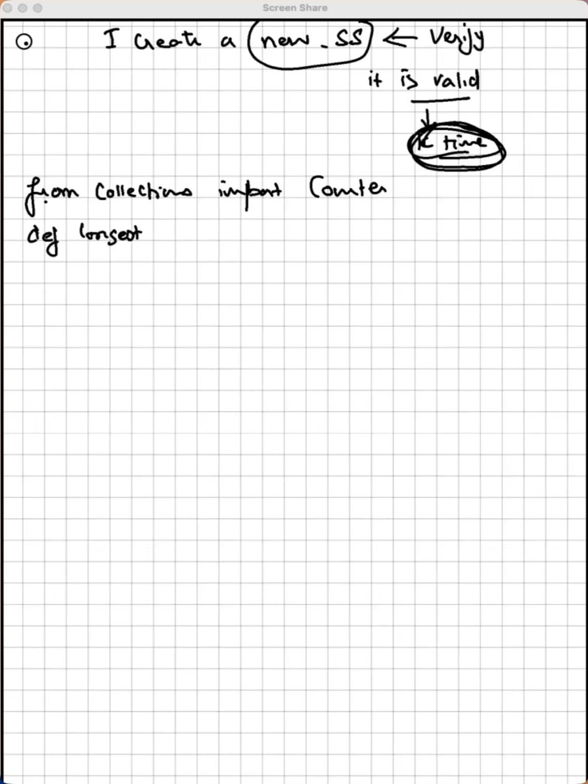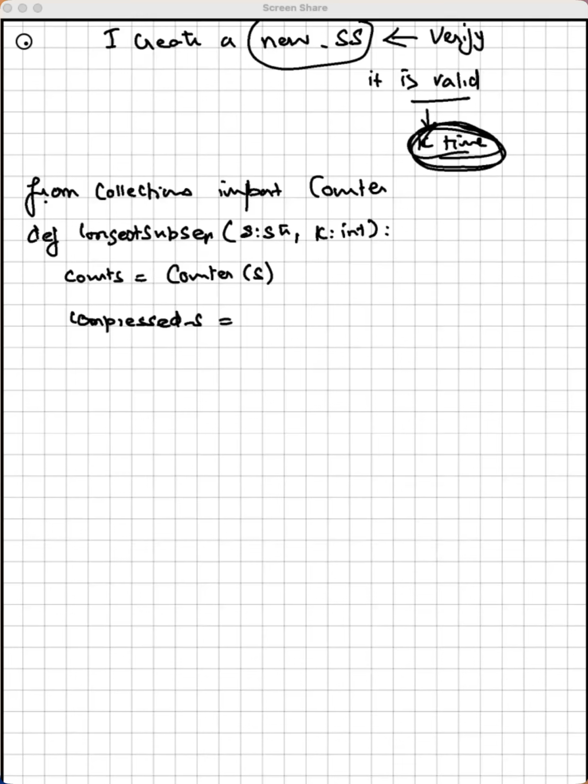So I'll say longest subsequence, and for this I got the input, which was S string, K integer. Let's say we start with count, which is nothing but Counter of S. Now I've gotten the counter. Let's next compress the S, and I also sort it at the same time. So sorted, C for C, V.